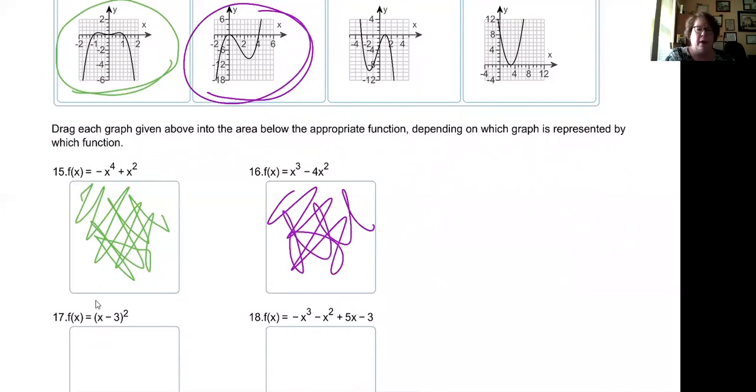Look at the equation 17, f of x equals x minus 3 squared. That's a quadratic equation, so it's a parabola. Its leading coefficient is positive 1, so it's a parabola that opens up. The only parabola that opens up in my 4 choices is the last choice, so it has to be the last one.